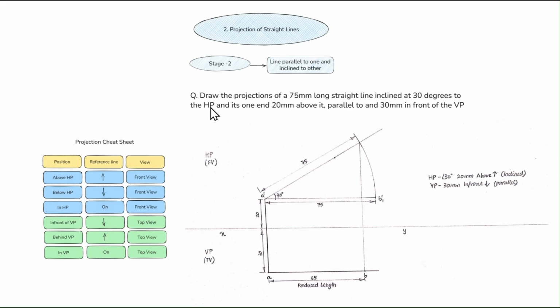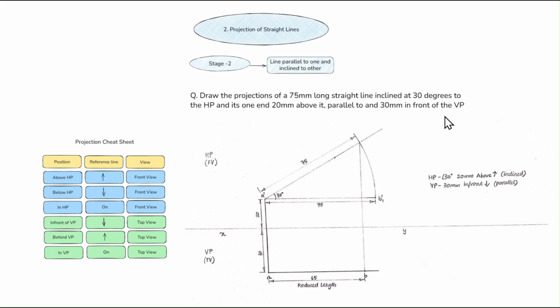20 mm above HP. So you have to draw a line measuring 20 mm above the reference line, because above HP you know that all things. So this is HP. Since it is HP, you will get that dash, A dash. And next we have, what do we have? 30 mm in front of VP.